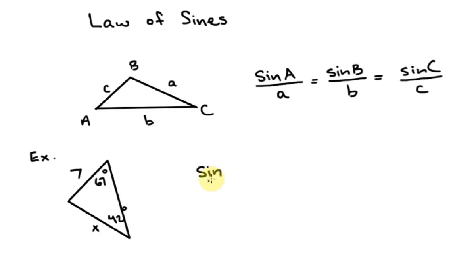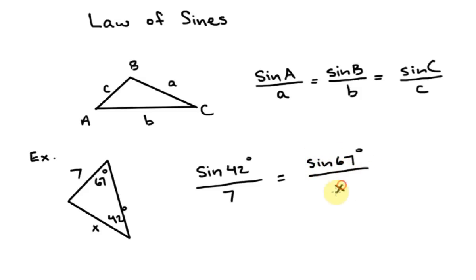I'm going to go sine of angle here, 42 degrees, and divide that by the side across from it, which is 7. So there's one of my ratios. And that's got to equal the sine of 67 degrees divided by x. Okay, so that's really all there is to it.